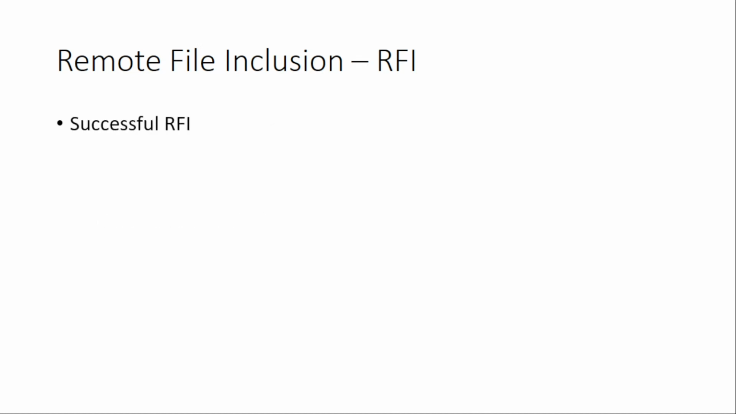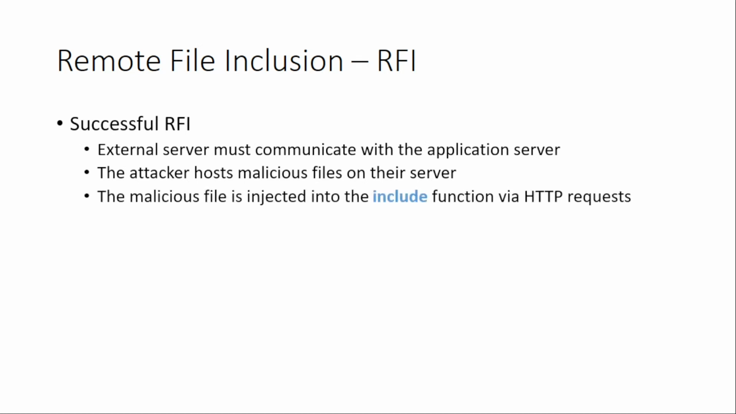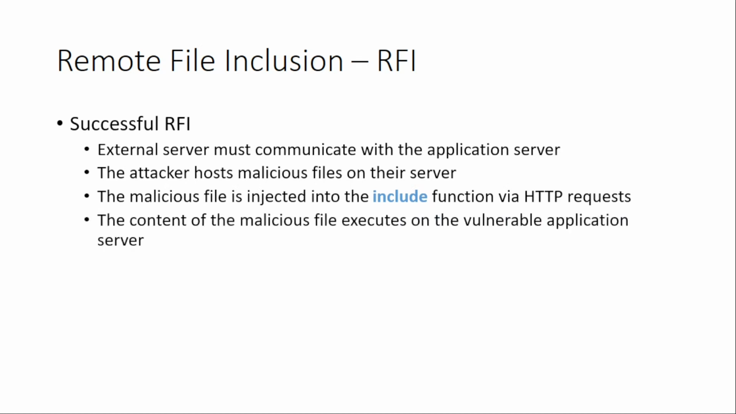For a successful RFI, an external server must communicate with the application server, where the attacker hosts malicious files on their server. Then the malicious file is injected into the include function via HTTP requests, and the content of the malicious file executes on the vulnerable application server.